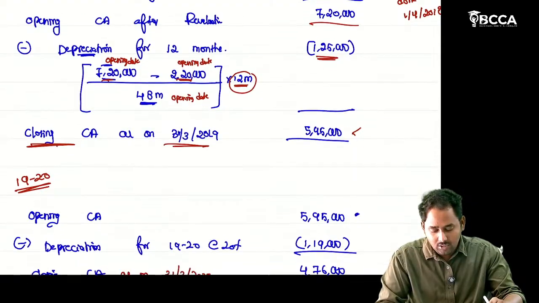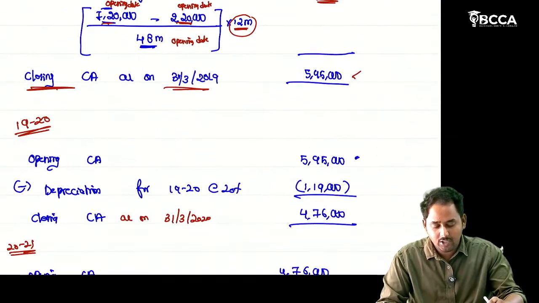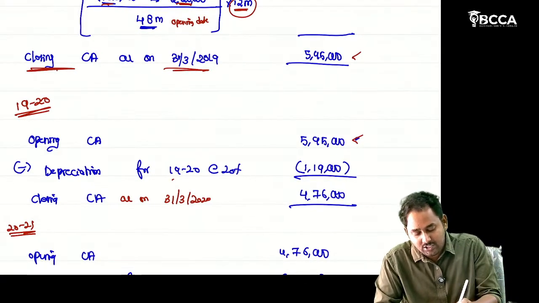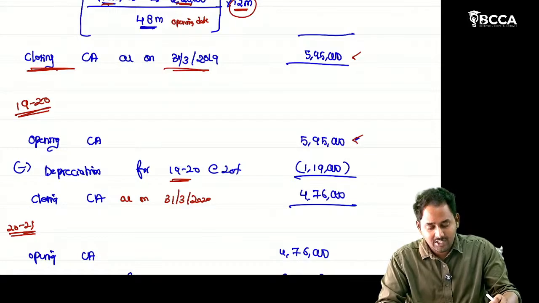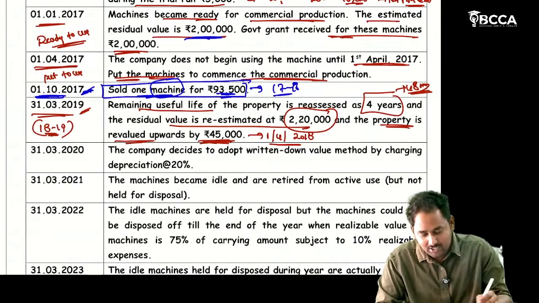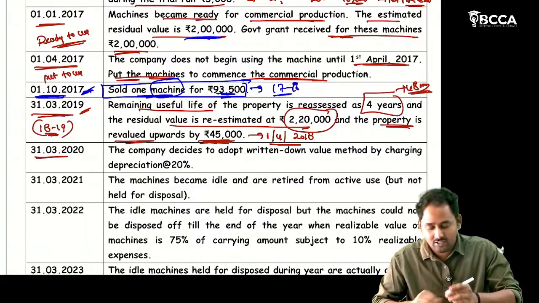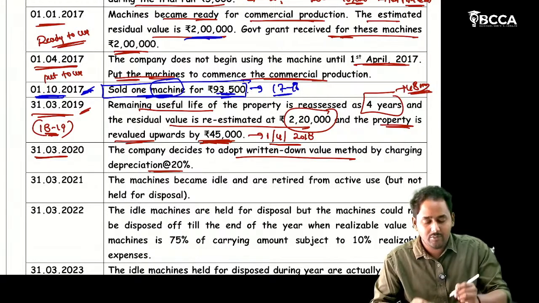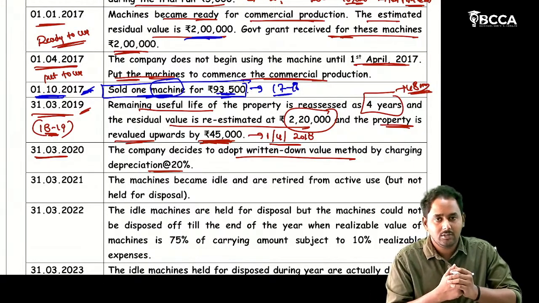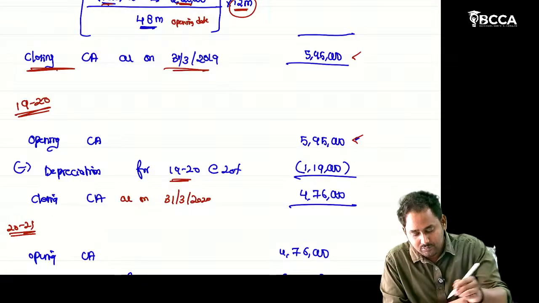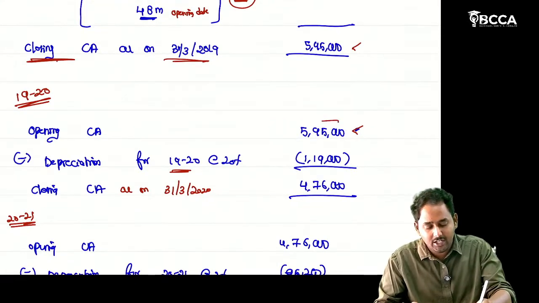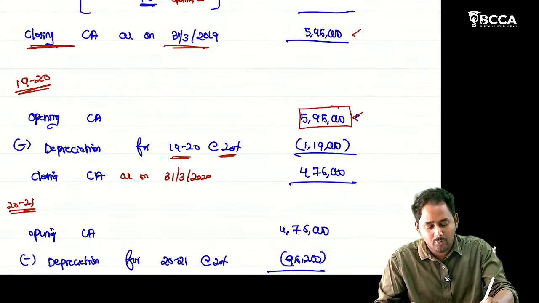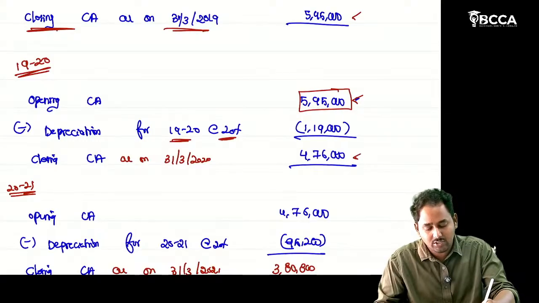So the closing carrying amount as on 31st/3/19 is 5,95,000. Then coming to financial year 19/20, what is the opening carrying amount? 5,95,000 minus depreciation for 19/20 at the rate of 20%. Why? Because in 19/20, on 31st/3/2020, the company decides to adopt the written down value method. So from this date onwards, I can follow the written down value method. What is the written down value method? On the opening carrying amount, I need to calculate the fixed percentage of depreciation that should be deducted from the opening carrying amount of the asset. Then I get the closing carrying amount.